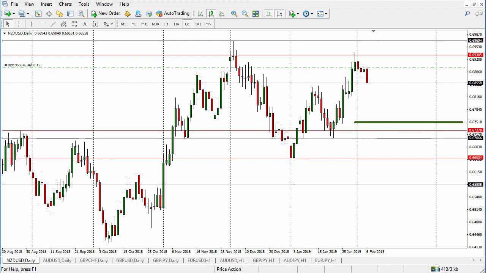But before then, let's quickly take a look at how price action is playing out on the 4-hour chart of the NZD-USD, so as to clearly see who's winning the battle between the bulls and the bears at the moment.